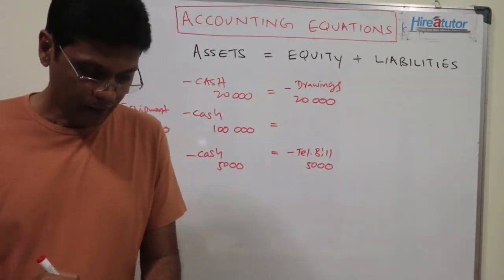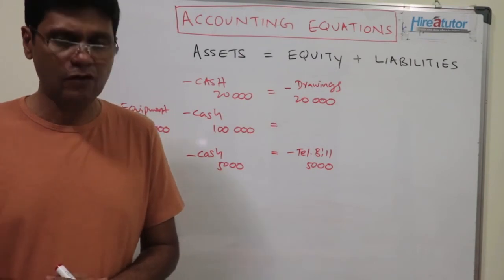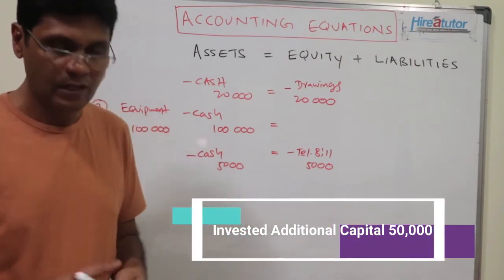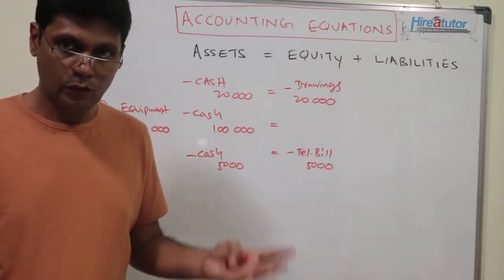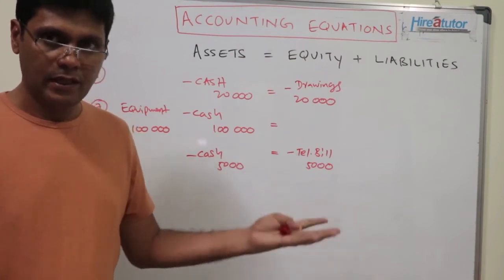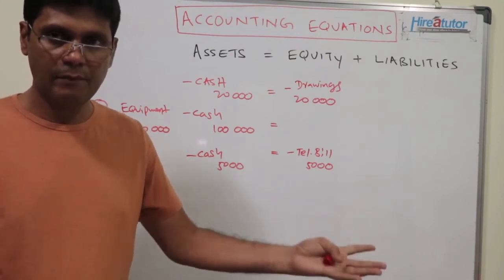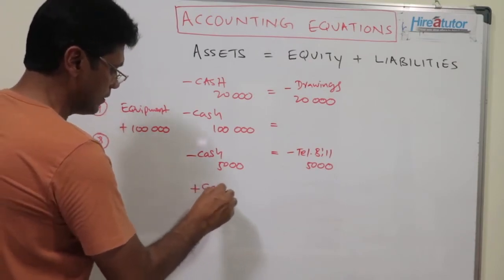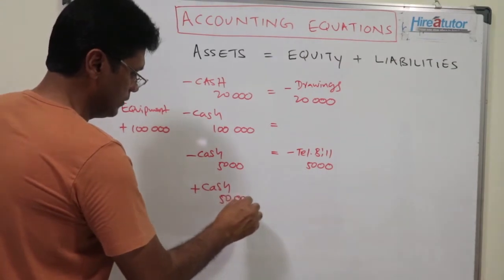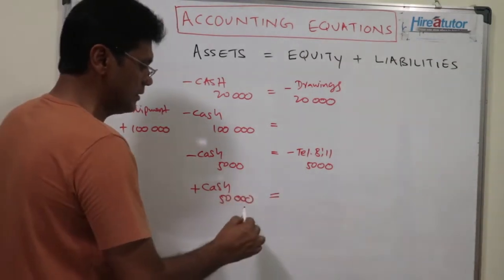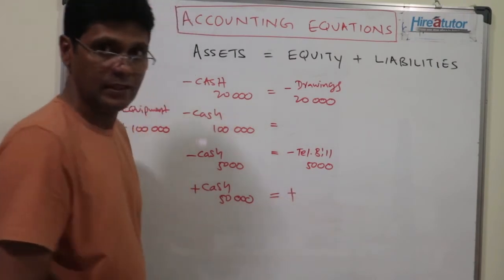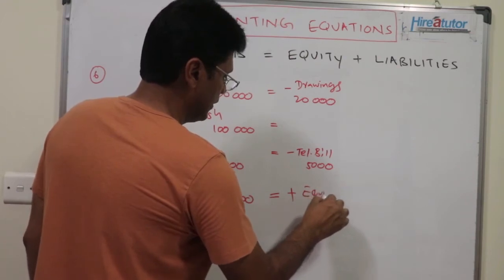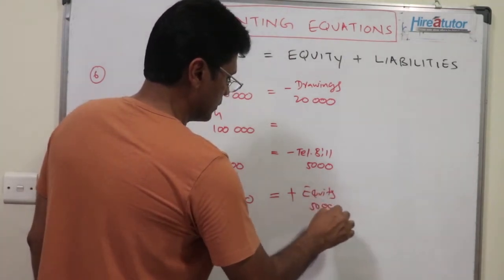Next one. Nehara invested an additional capital of 50,000. So there is an additional capital invested by Nehara, 50,000. Very simple. Dual impact. What is the dual impact? Asset will increase and the liability towards the owner will increase. So business receives cash 50,000, and also business has a liability towards the equity owner. So therefore the equity will increase by 50,000.